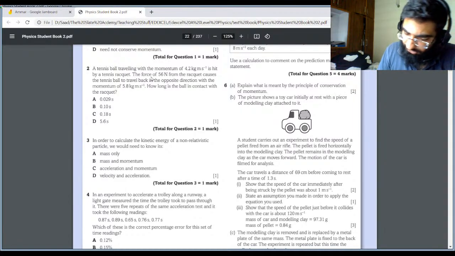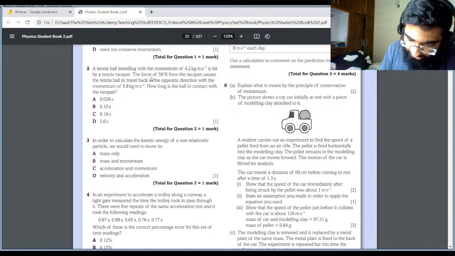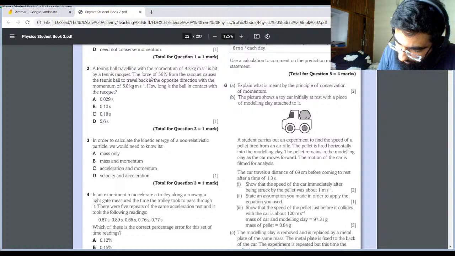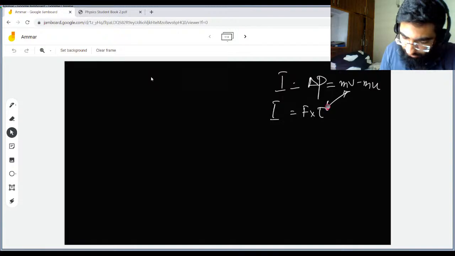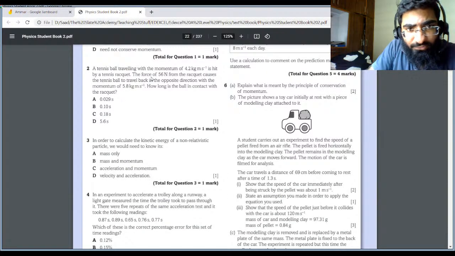No, see, I said change in momentum is equal to impulse, which is mv minus mu. So basically, I'll say that change in momentum is impulse. Also, impulse is equal to force into time. So I put these two things equal to each other. Now I will say force multiplied by time is equal to mv minus mu. Force is how much? 56 newtons.